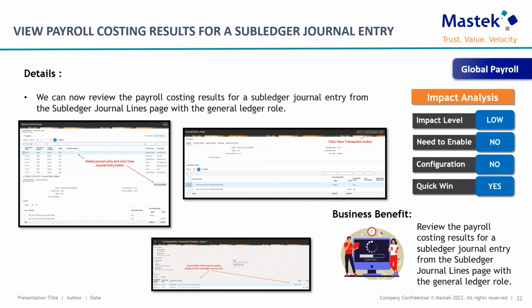Okay, sure. No worries. Now, the next feature is payroll costing result for a sub-ledger general entry. So now the payroll manager can go and check the sub-ledger general entries directly in the general ledger. So here we will be able to see how the payroll costing result has been generated, and it will be available for the payroll manager also to check.